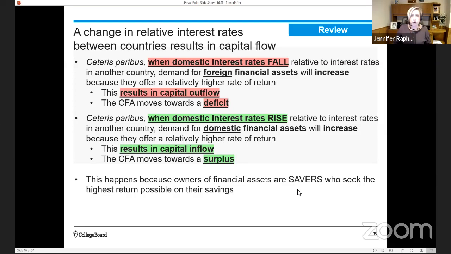So the conclusion we want to draw is that the owners of financial assets are people who are saving their money, right? You have two options for what you can do with your money. You can spend it or you can save it. And the higher the real interest rate, the more likely you are to save your money. And when you're making that decision based on the interest rate, you're going to put your savings where you're going to earn the highest rate of return on that savings. Okay. And you'll remember back from Unit 4 that the behavior of savers is depicted in the loanable funds model.